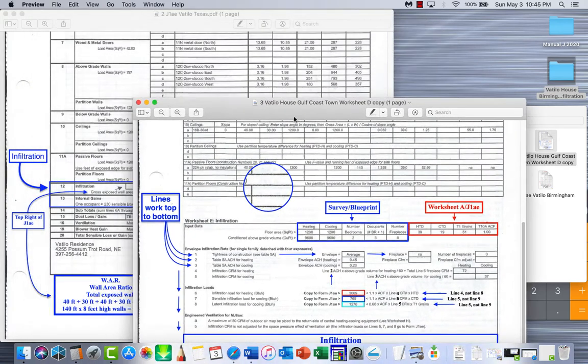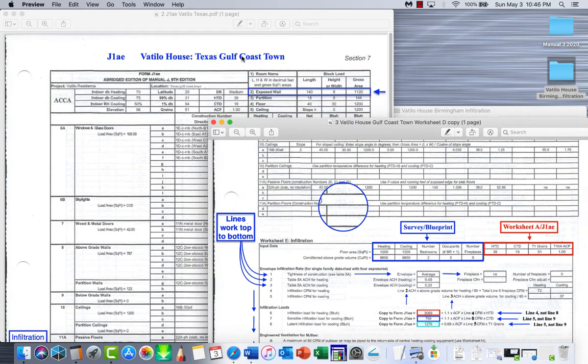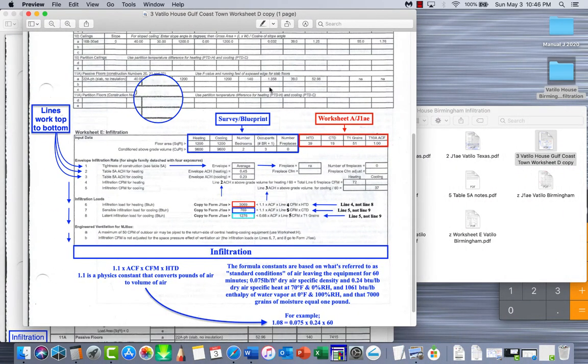Now we're doing the Vatilo House in a Texas Gulf Coast town. This is in section 7 of the book and we're moving it to Birmingham, Alabama. So some of our numbers are going to change. So let's take a look here real quick. This is the worksheet E that we'll be doing.